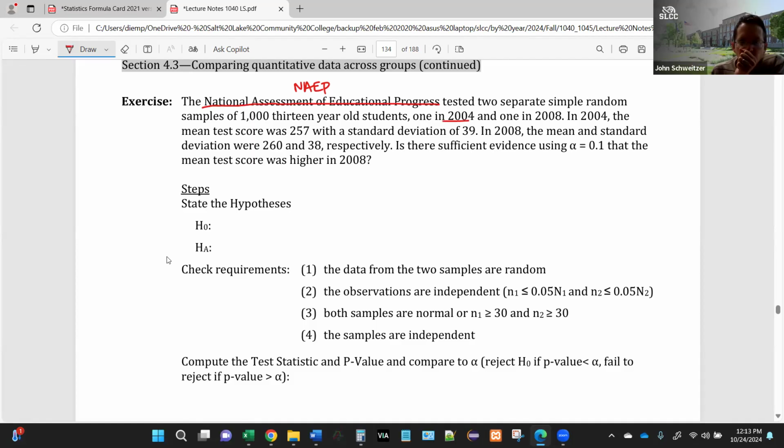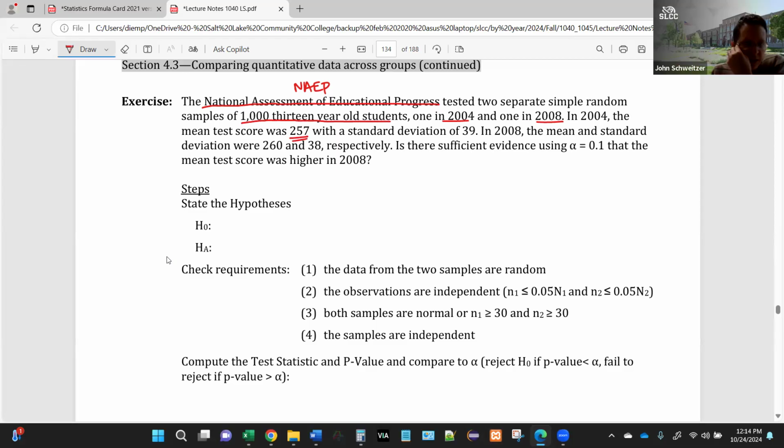So we have some data here from a couple different samples. We have a 2004 sample, and we have a 2008 sample. In 2004, there were 1,013 13-year-old students, and then in the 2008 sample, there were another 1,013 13-year-old students, right? So I guess junior high kids, right? And for the 2004 sample, the mean was 257.